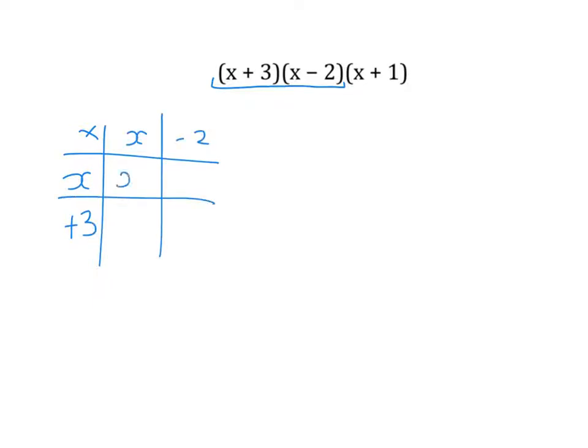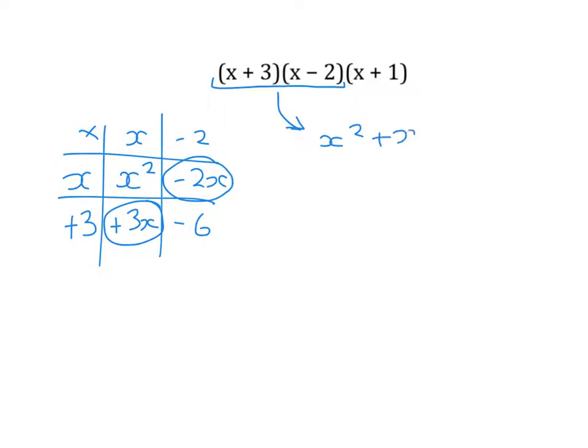So x times x is x squared, x times negative 2 is negative 2x. Positive 3 times x is positive 3x, and positive 3 times negative 2 is negative 6. So that means that the answer to this expanded is x squared, and then I've got positive 3x take away 2x, so that's plus x minus 6.